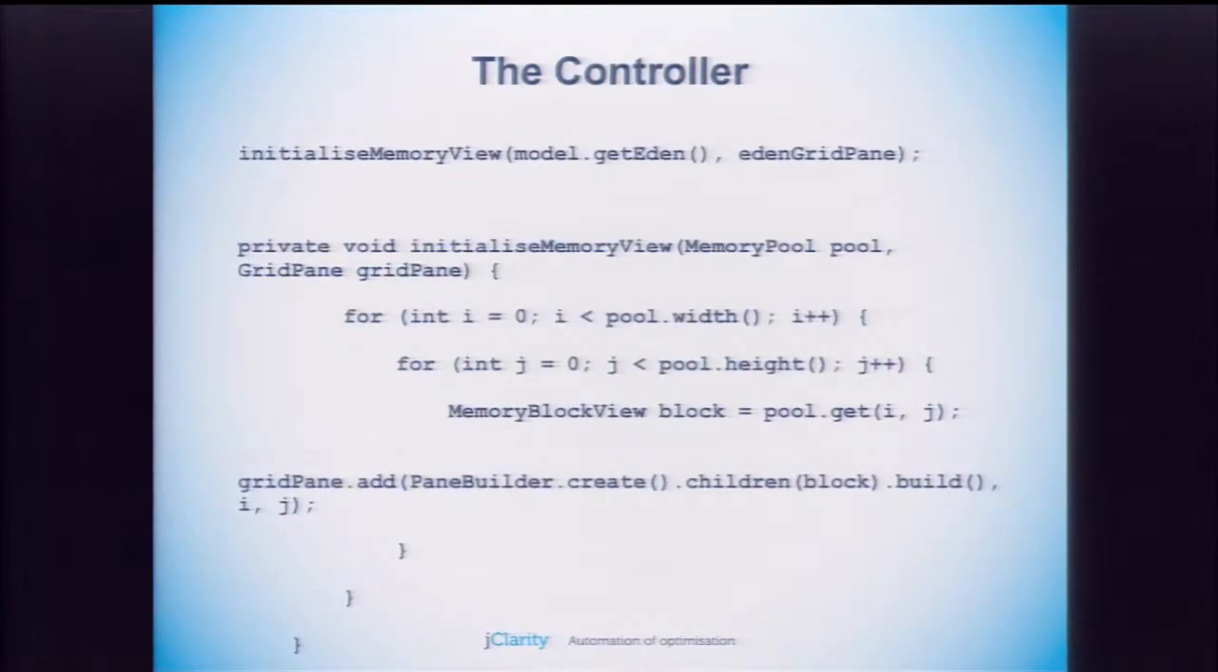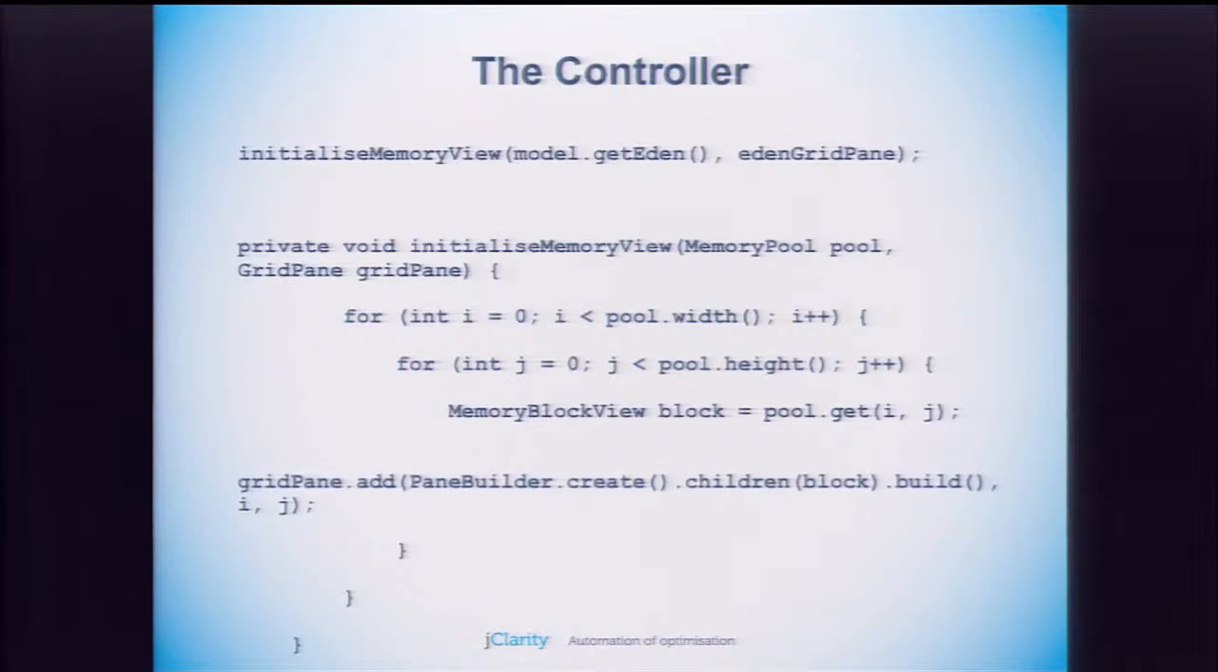The controller again. We've discussed having the memory block view and the memory block. How do we link those things together? We actually do that inside the controller using a small method called initialize memory view. You can imagine this is, in effect, allocating to a 2D array. You basically need to go across the width and the height and set each of the individual items.